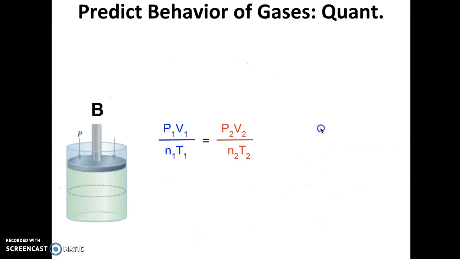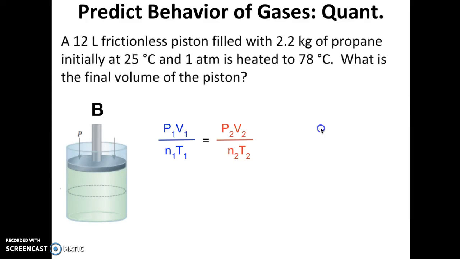Okay, so let's go on to predicting the behavior of a gas quantitatively, this time using a piston, so not a rigid container. In this case, we have a 12-liter frictionless piston filled with 2.2 kilograms of propane, initially at 25 degrees Celsius and 1 atmosphere, and it's heated to 78 degrees. What is the final volume of the piston?